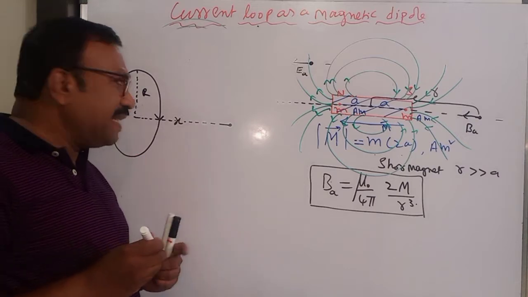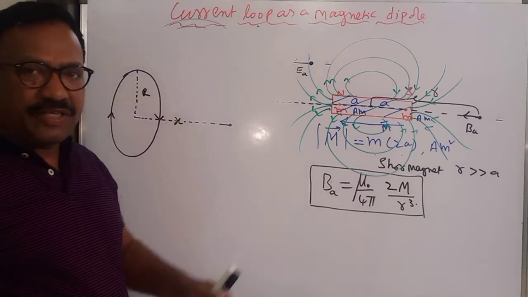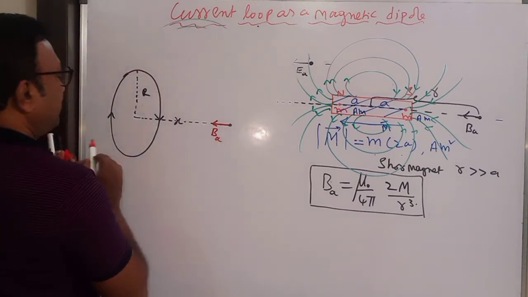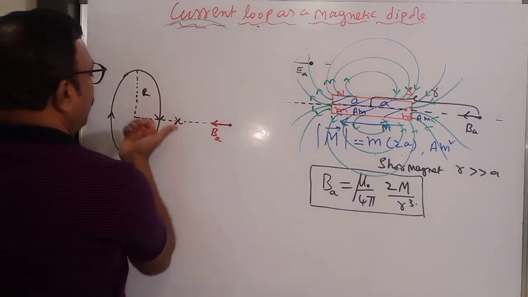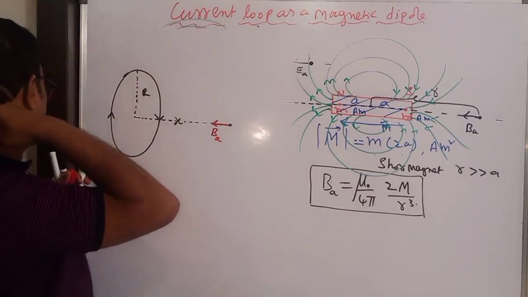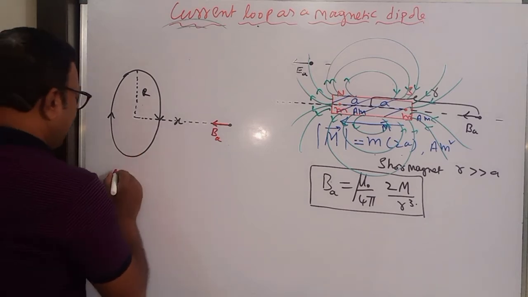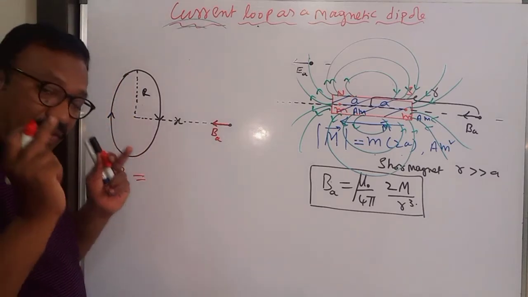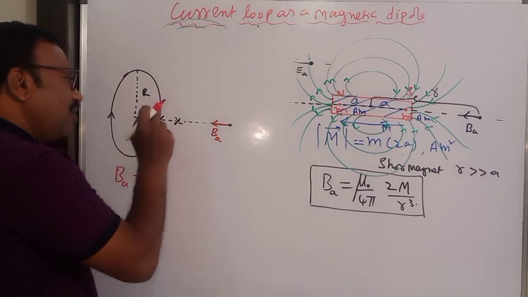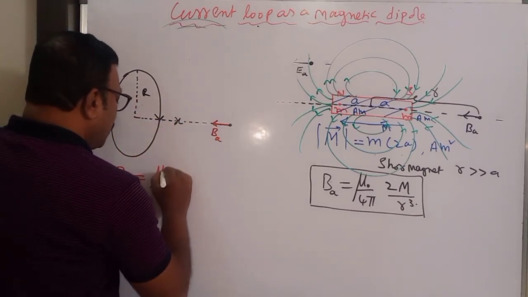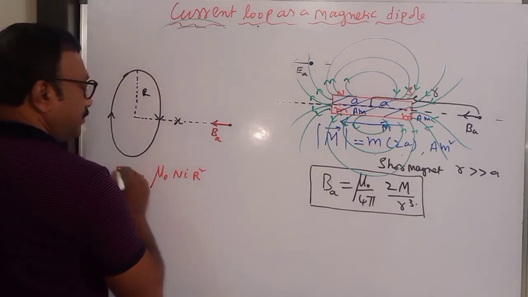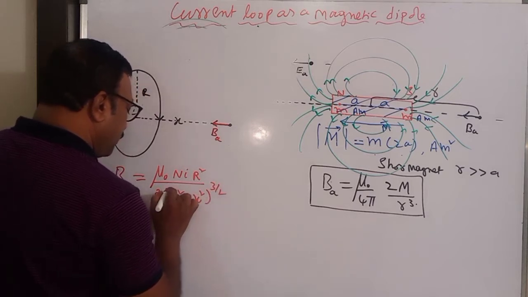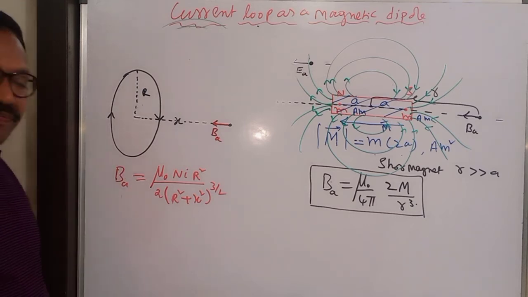I hope you remember I derived this expression for you in a previous lecture. So the magnetic field here will be towards this, B axial. Do you remember the formula for this? Due to a circular conductor having current, at a distance x, the magnetic field on the axial line is given by mu naught N I R square divided by 2 into (R square plus x square) whole to the power of 3 by 2. This is the formula.